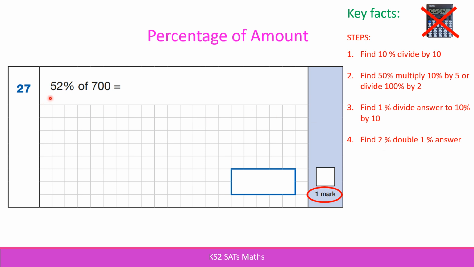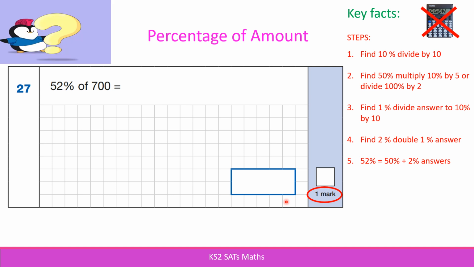Now our question wants us to find 52%. To find 52%, we find the answer we've got for 50% and the answer we've got for 2%, and we need to add the 50% and the 2% answers. That will help you work out 52%. Remember to write your answer in the box. Press pause, have a go at working out the answer. Press play when you're ready to hear the answer.